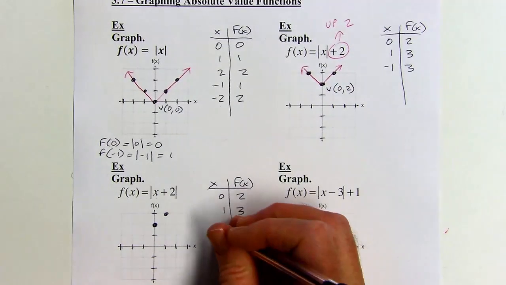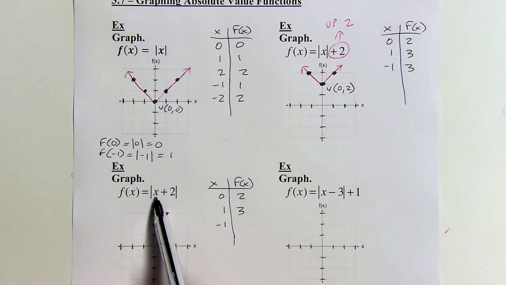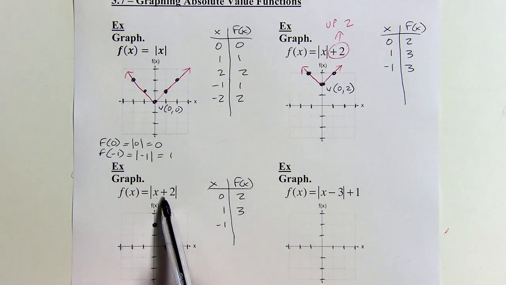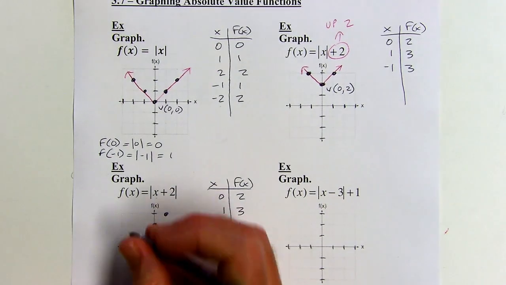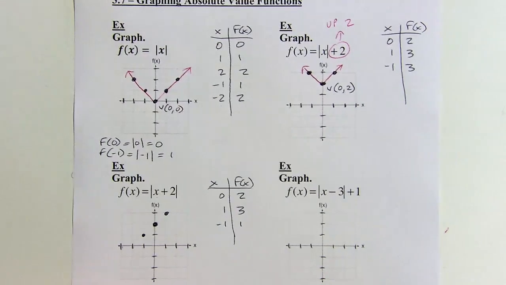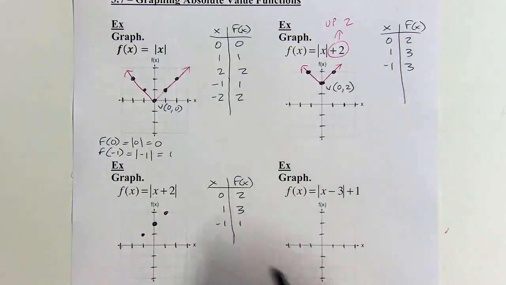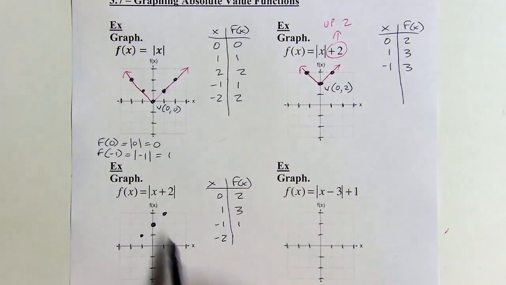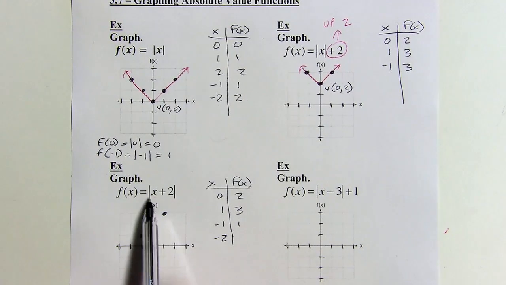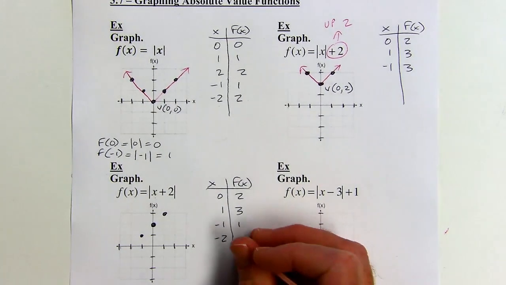But let's see what happens when we go to the left. Now, if you put the negative 1 in there, we'd have the absolute value of 1, which is 1. So negative 1, 1 is right there. So now you can see, okay, that's not quite the same. So let's keep going here. If I plug a negative 2 in, I'd have the absolute value of 0, which is 0.